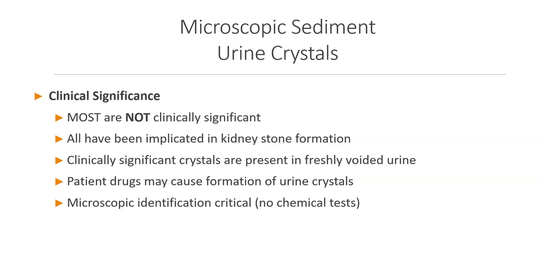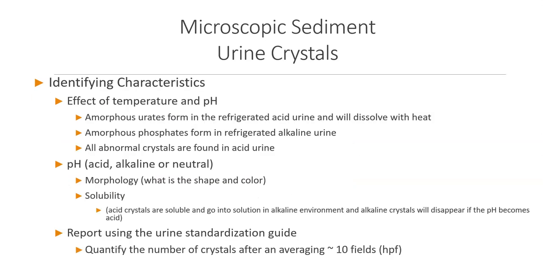Pharmaceuticals can cause the formation of certain types of crystals. For example, patients may be taking certain drugs. Microscopic identification is critical because there are no chemical tests to detect urine crystals. There are a variety of identifying characteristics of urine crystals that will help you differentiate one from another.